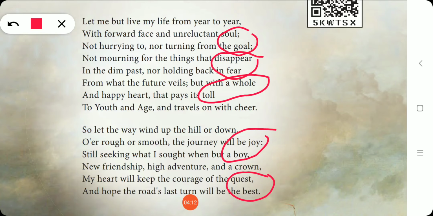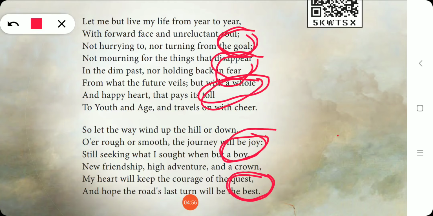These two lines should be continuous lines, and you cannot take an example like this. See the first line, "Let me but live my life from year to year," and the fourth line, "Not mourning for the things that disappear." Here year and disappear are definitely rhyming words, but these two are not continuous lines. So this cannot be taken as an example for the figure of speech couplet. Couplet should be two continuous rhyming lines, like soul and goal, disappear and fear, whole and toll, joy and boy, and quest and best.